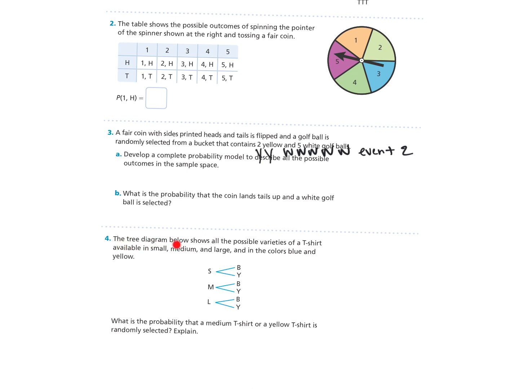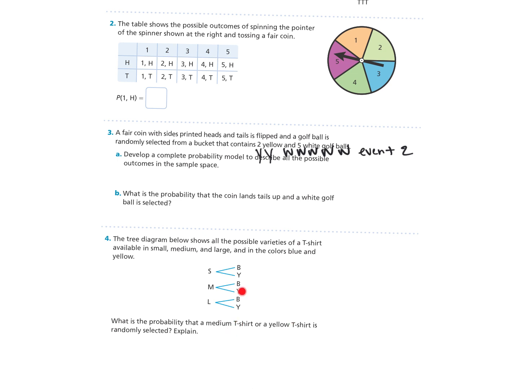Now this one says the tree diagram below shows all of the possible varieties of a t-shirt available in small, medium, large, and in the colors blue and yellow. So again, this means this is small. They have small blue, small yellow, medium yellow, large blue, large yellow. So you need to tell me what's the probability that you get a medium t-shirt or a yellow t-shirt. Remember, this or is very, very important. That's saying it doesn't have to be both of them. It only has to be one of them.